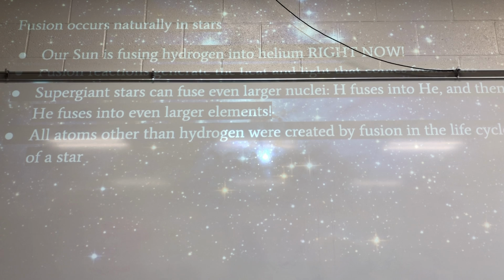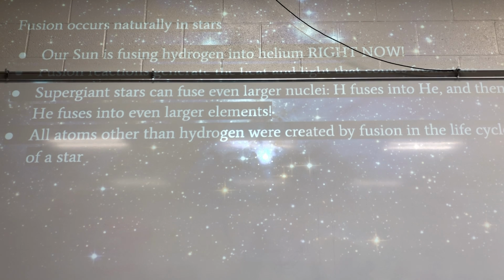It gets to a problem when we get to iron. Does anyone know, because you're in astronomy or something, what happens to a star after it makes iron? Any guesses? Tanner? Supernova. Yep. So iron is too heavy of an element for the star to fuse anymore.